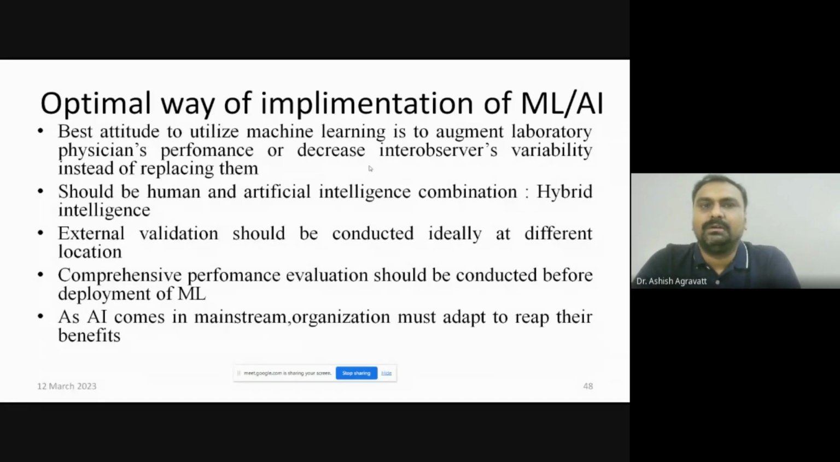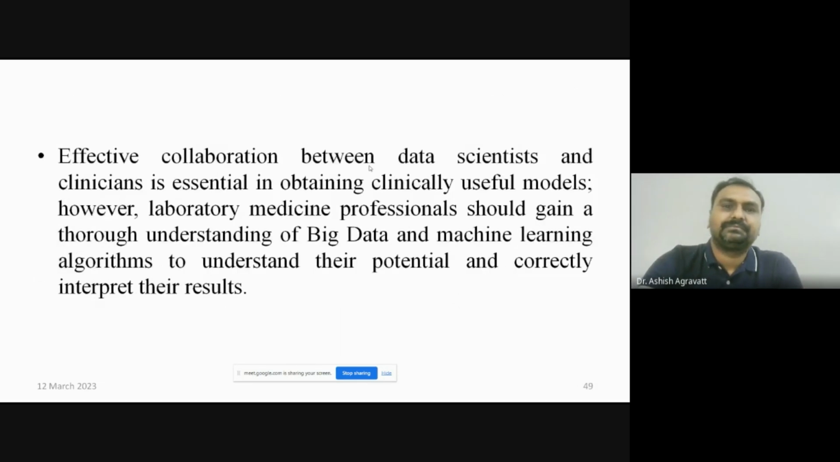Human is also required. External validation, whenever we do it, should ideally be conducted at a different location. A comprehensive performance evaluation should be conducted before the deployment of machine learning. And as artificial intelligence comes into the mainstream, organizations must adapt to reap its benefits. So finally, to conclude, effective collaboration between the data scientist and clinician is essential in obtaining clinically useful models. However, laboratory medicine professionals should gain a thorough understanding of big data and machine learning algorithms to understand their potential and correctly interpret their results.